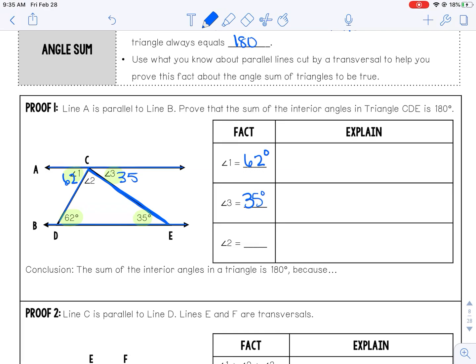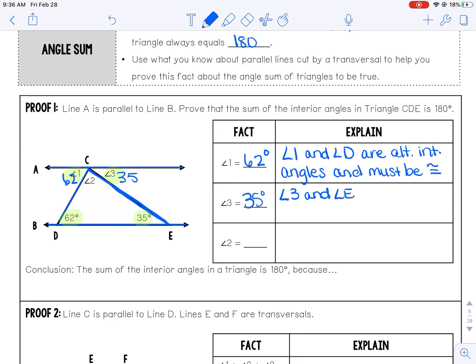Okay, so let me go ahead and put some information here to explain it. Angle 1 and angle D are alternate interior angles. It must be congruent. Remember that symbol for congruent, or you can spell it out. The explanation for angle 3 being 35 is the same as the one above. Angle 3 and angle E are alternate interior angles, and must be congruent. I'll write it out this time.